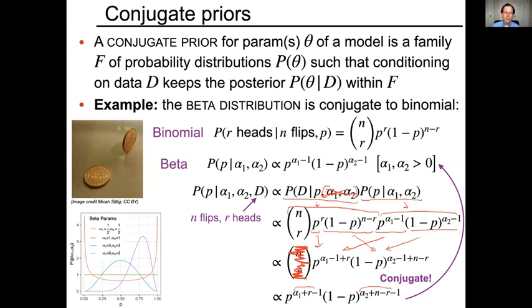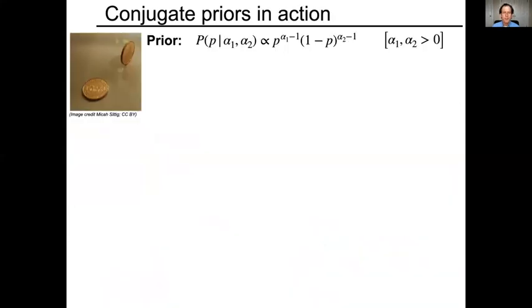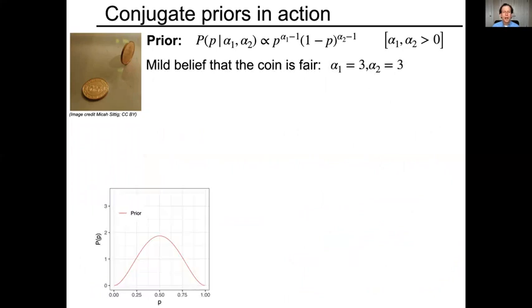We have updated with data D, and our posterior on the success parameter P has stayed within the same model class as the prior. That is what conjugacy is. So to show you an example of this in a specific case with a specific set of observations, a specific choice of the prior, I'm going to choose alpha 1 and alpha 2 equal to 3 to express a mild belief that the coin is somewhere in the neighborhood of fair, as illustrated on the bottom left.